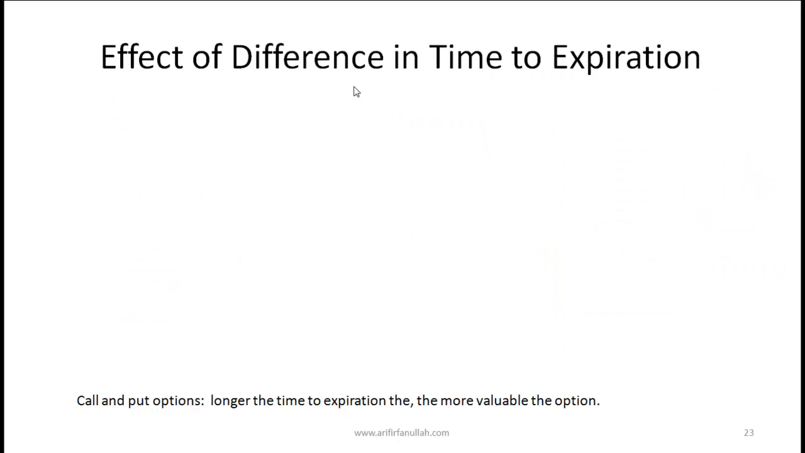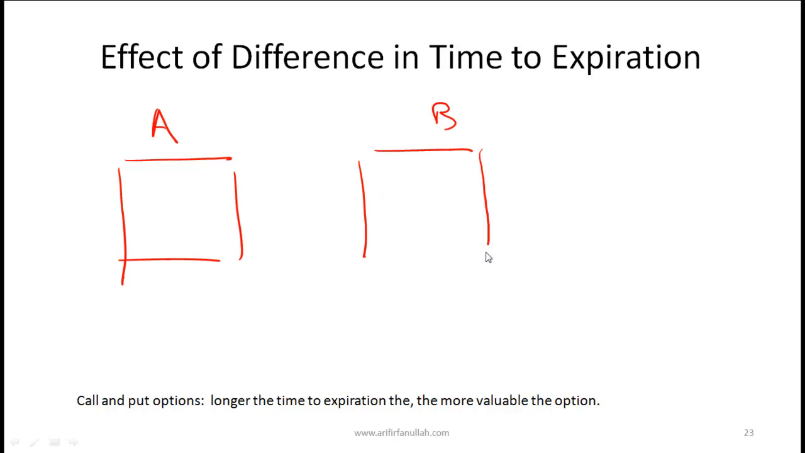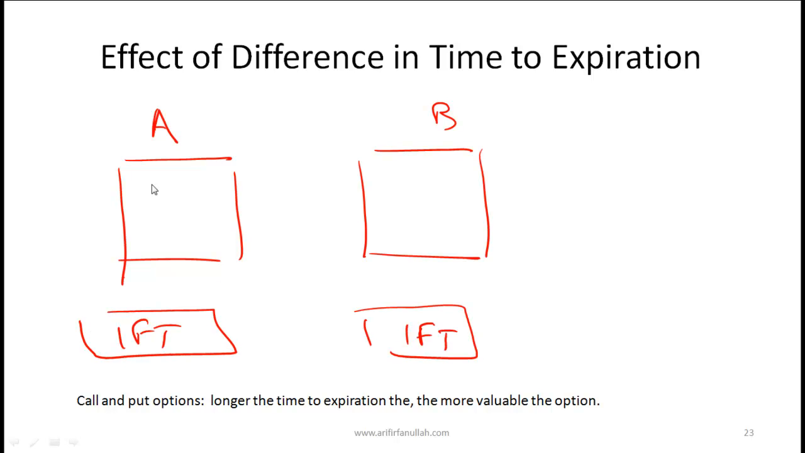What is the effect of a difference in time to expiration? Now this effect is the same for calls and puts. Again, the simple way to look at it is to take 2 options, A and B, and they are similar in all respects. So they have the same underlying, and the same strike price of 25 for both.